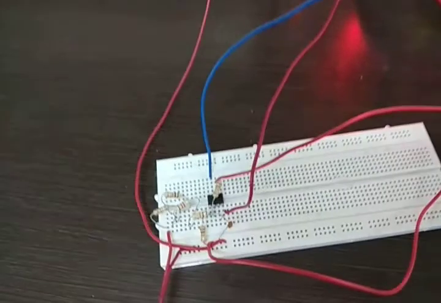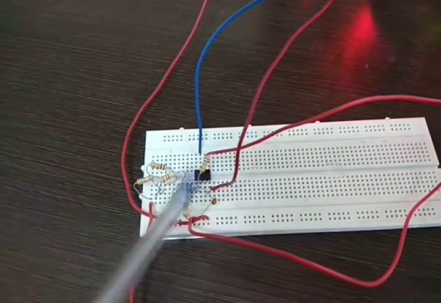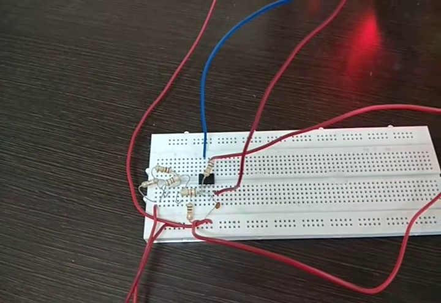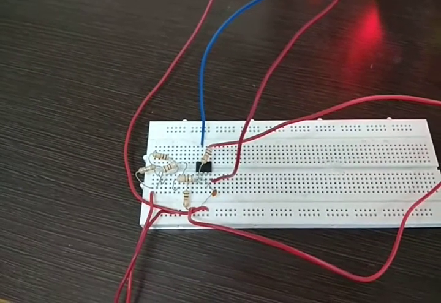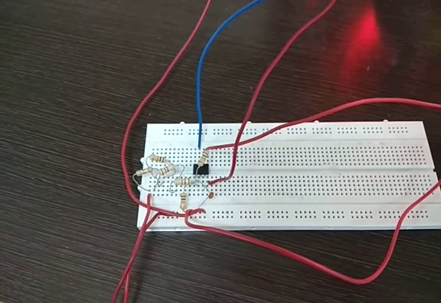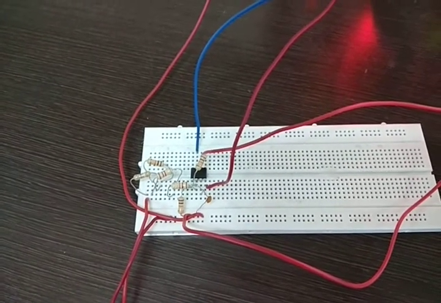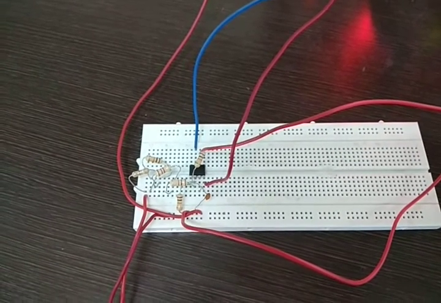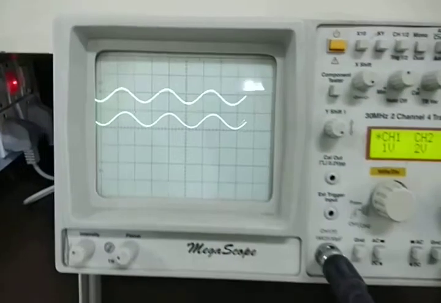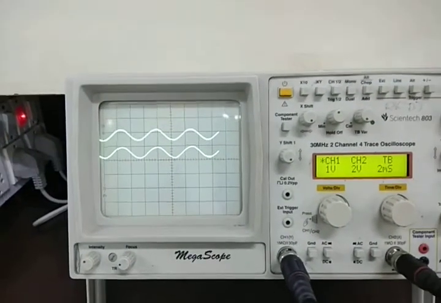According to the circuit diagram we have rigged up the circuit here. And we have connected the input from the signal generator, and we are also connecting the input and output to the CRO to observe the input and output waveforms. Fine, students. Here we have already rigged up the circuit. Let's go on into the conduction part and take the readings.